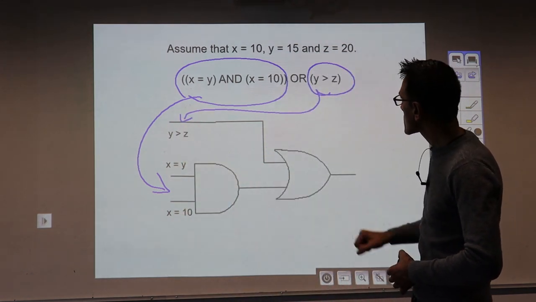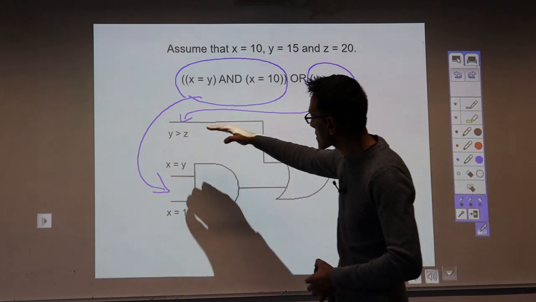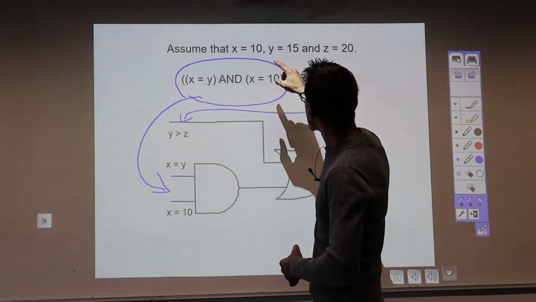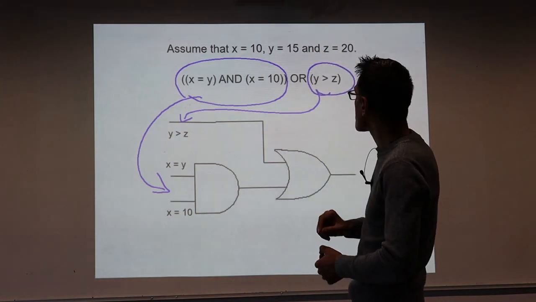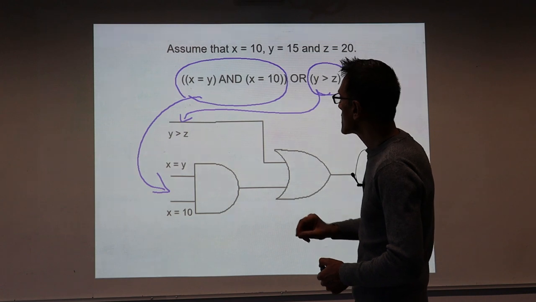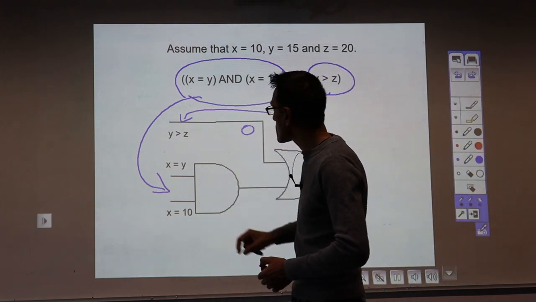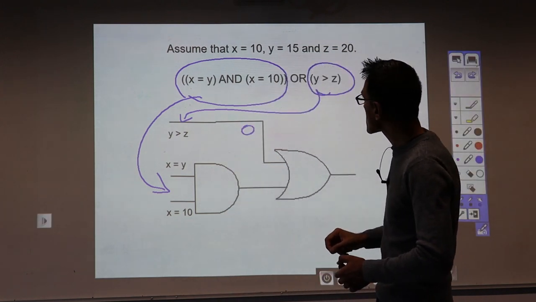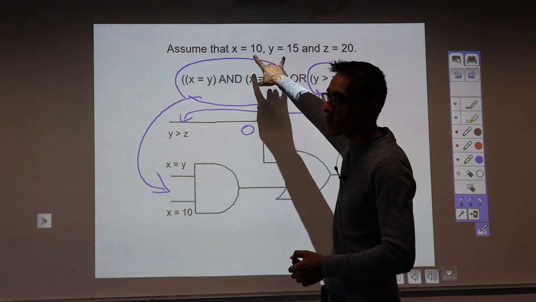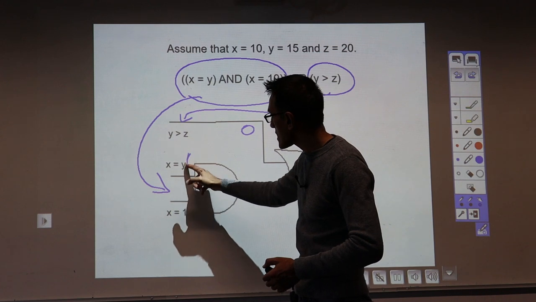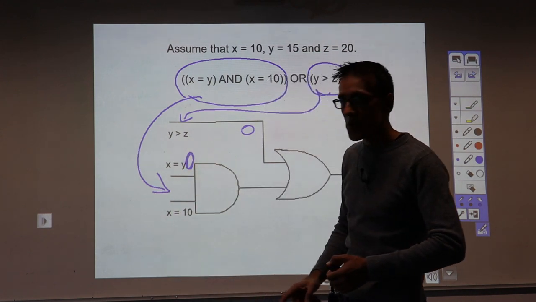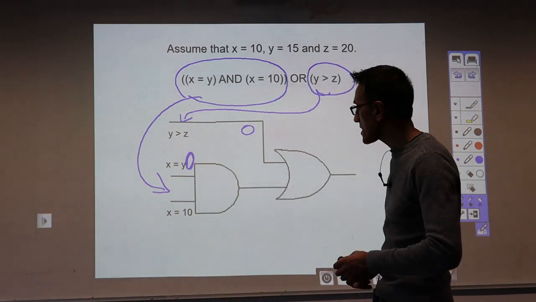So let's check this first of all. We'll do the one on the top, Y is greater than Z. Y is 15, Z is 20. Y is not greater than Z. Therefore, we're sending in a zero along this line. X equals Y is false as well. X is 10 and Y is 15. Therefore, a false or a zero goes in on this pin of the AND gate.